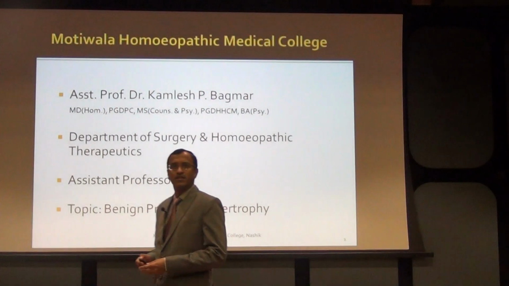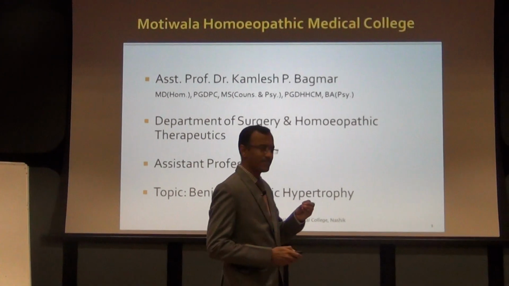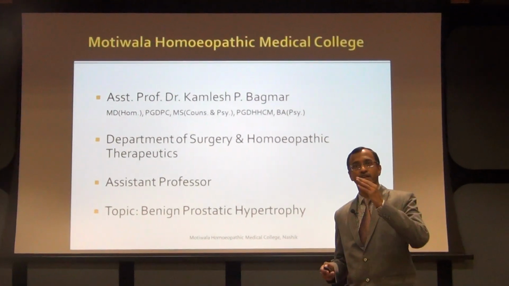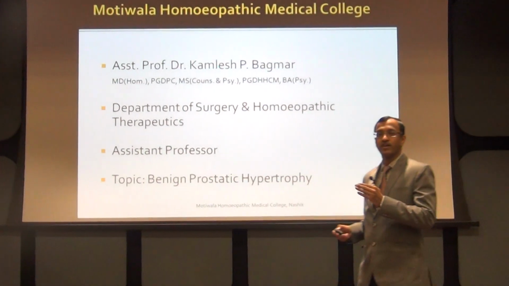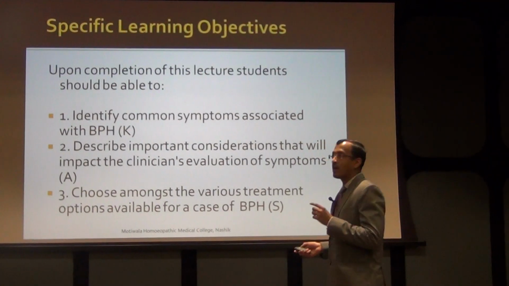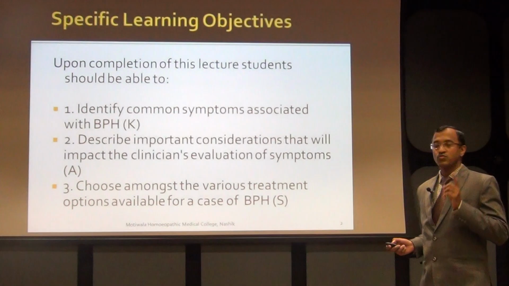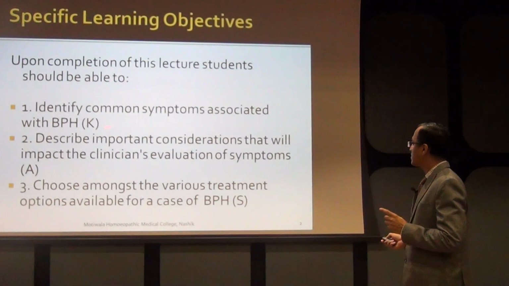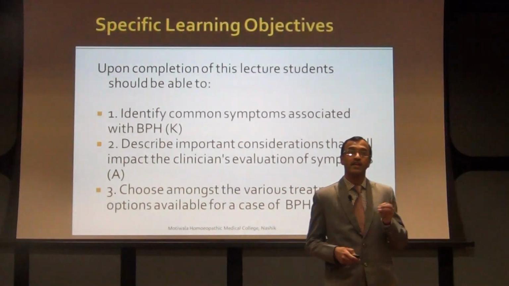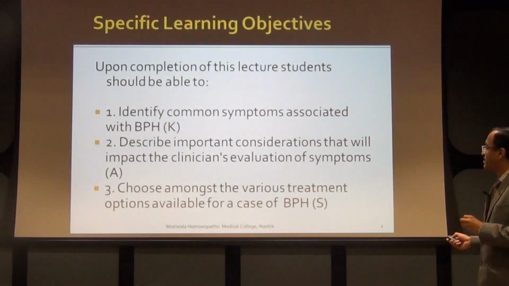See students, the elderly person comes with a lot of hesitation in his mind, and when he is talking about his urinary problem, it is affecting his quality of life at a very high level. So the key objective of this lecture should be, upon completion, the student should be able to identify the common symptoms associated with benign prostatic hypertrophy so that they can diagnose the clinical condition, which is the knowledge-based objective.